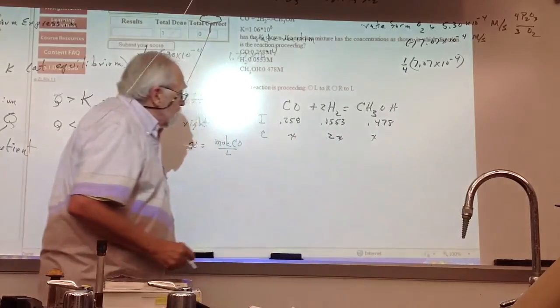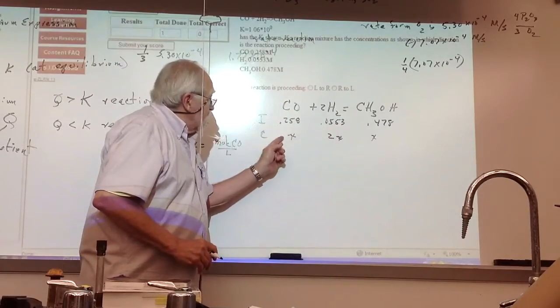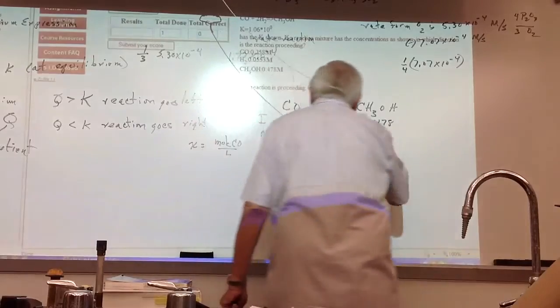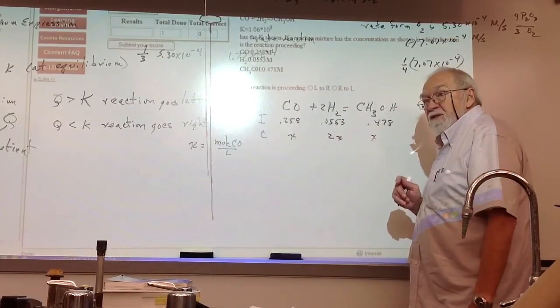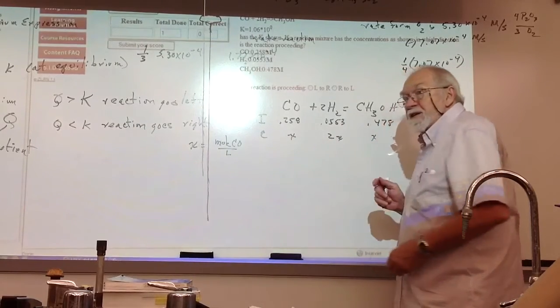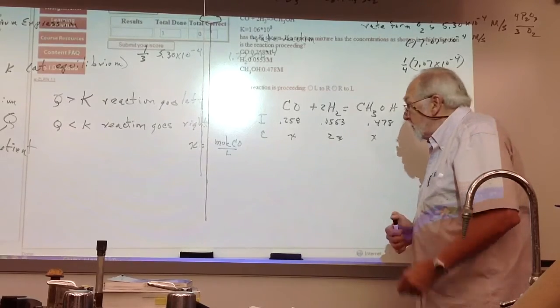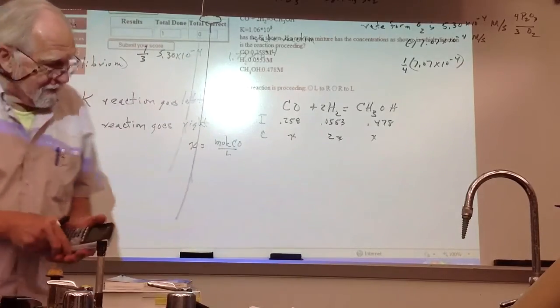Now the place where you use Q: if the reaction goes this way, then these decrease and this increases. If the reaction goes this way, these two increase, this one decreases. So you use the Q to decide what type of sign to put in front of these variables that represent the stoichiometric change. Okay. So I'm moving into the next problem already.